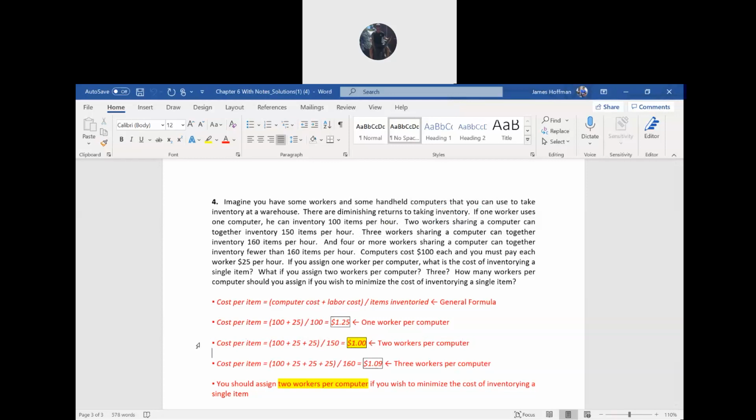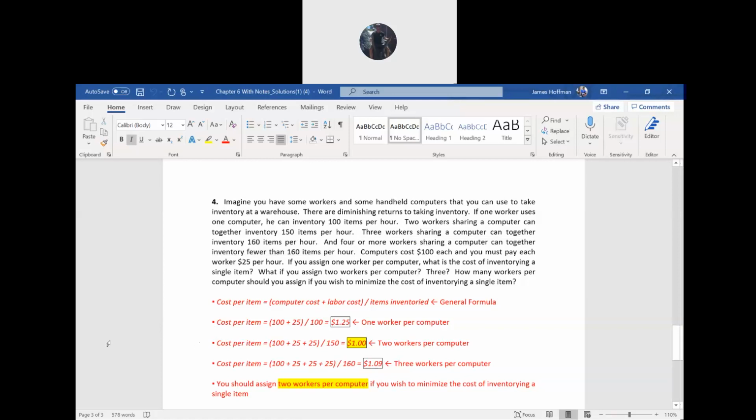What about 3? So let's put 3 workers per computer. Pay for the computer of 100, then each worker gets 25, and the total cost is 175. And together, 3 workers on one computer can inventory 160. So that gives us 175 divided by 160, which is about $1.09.